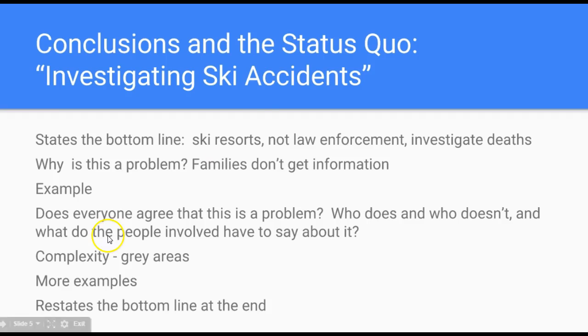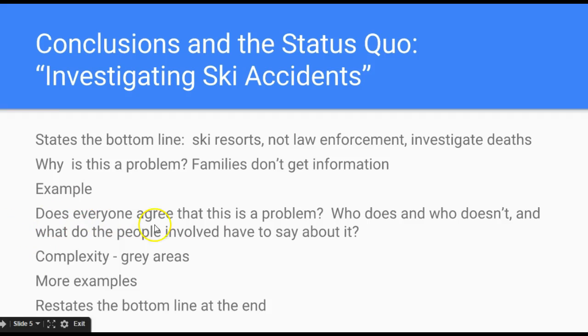And in this report, you find out the bottom line first. The ski resorts, not law enforcement, investigate the deaths on the slope. And then they say, well, why is this a problem? Families don't get information. And they give an example of a family that didn't get information about how their son really died, because the ski resorts were the ones who had proprietary control of that information.